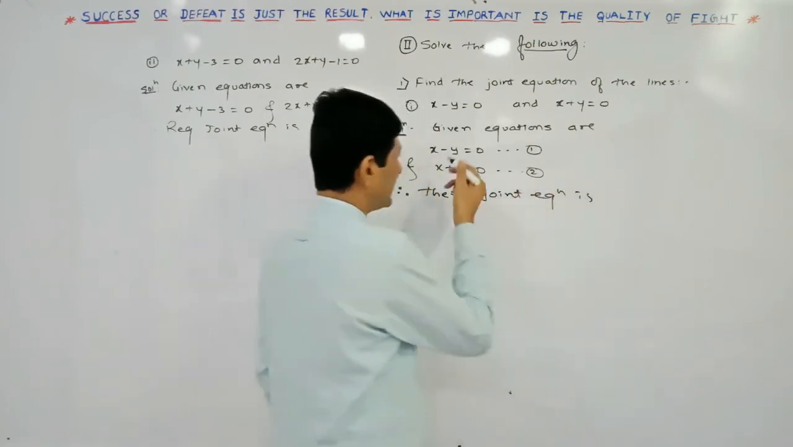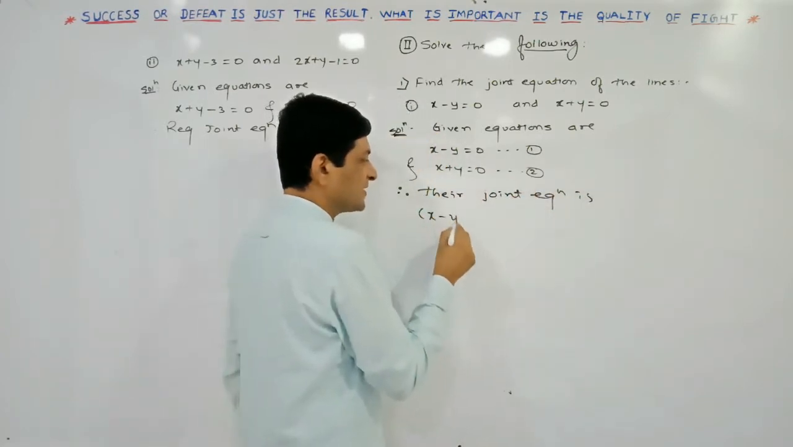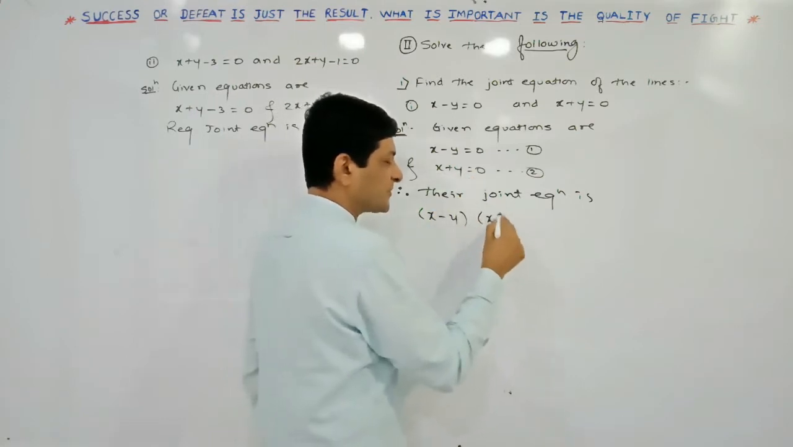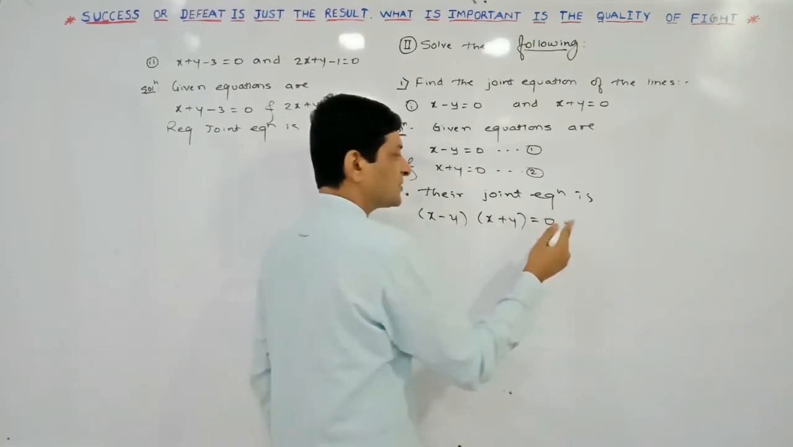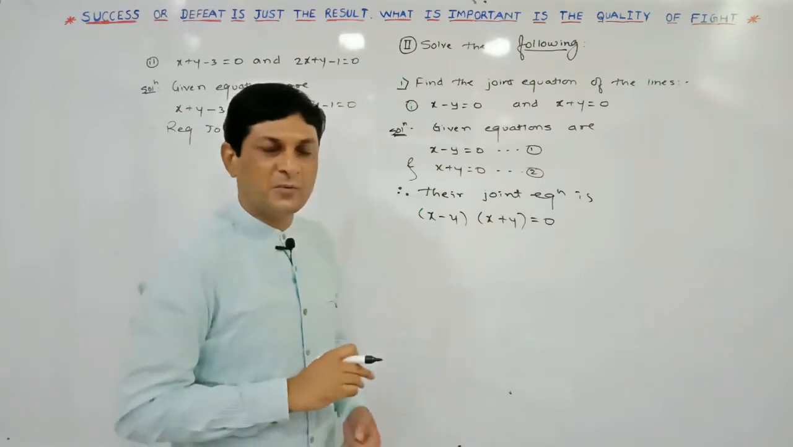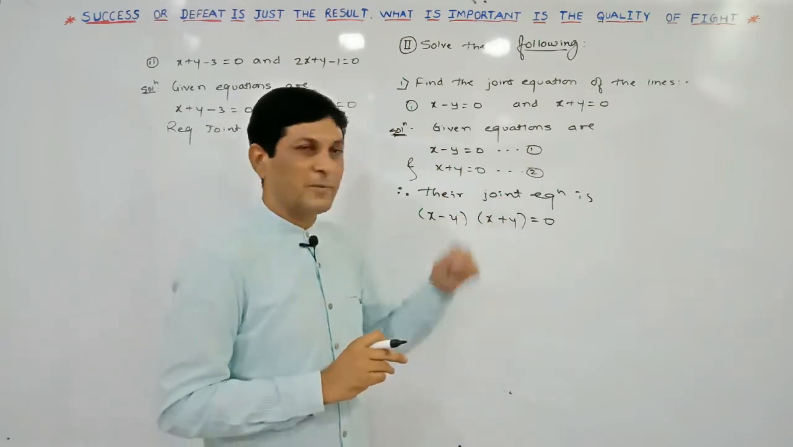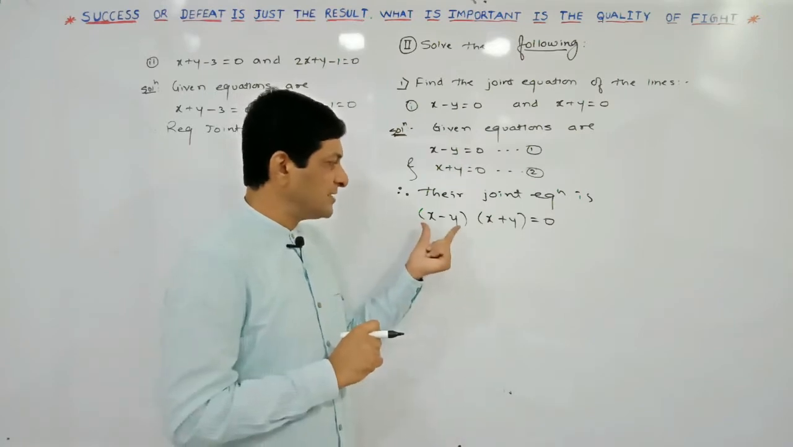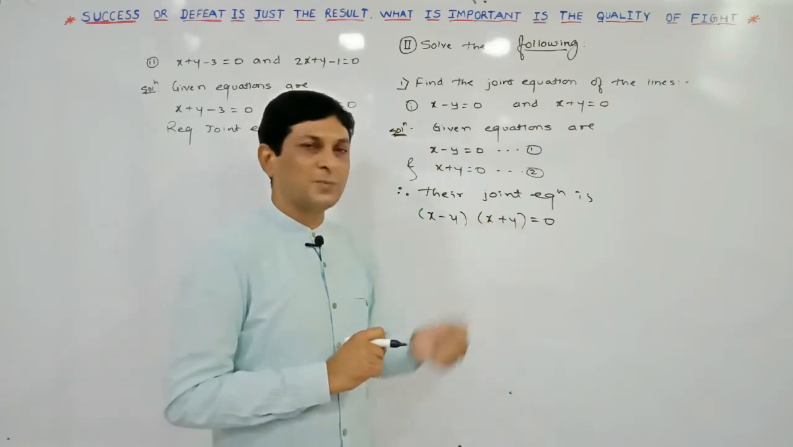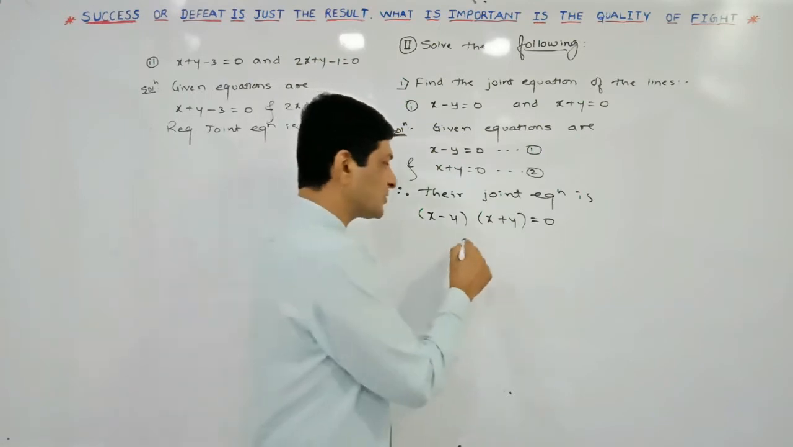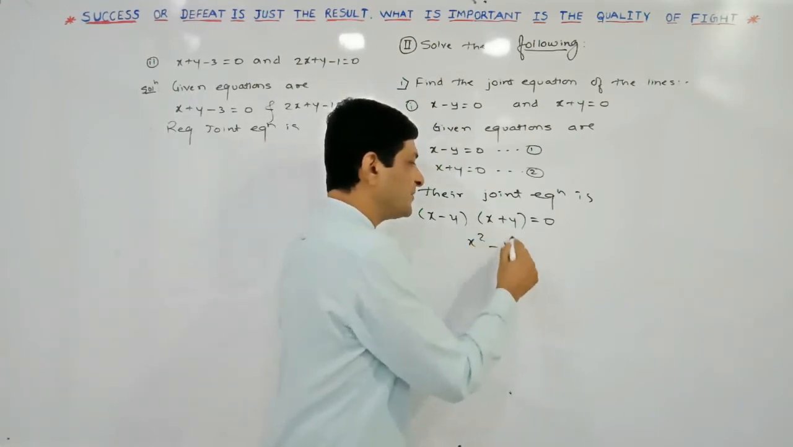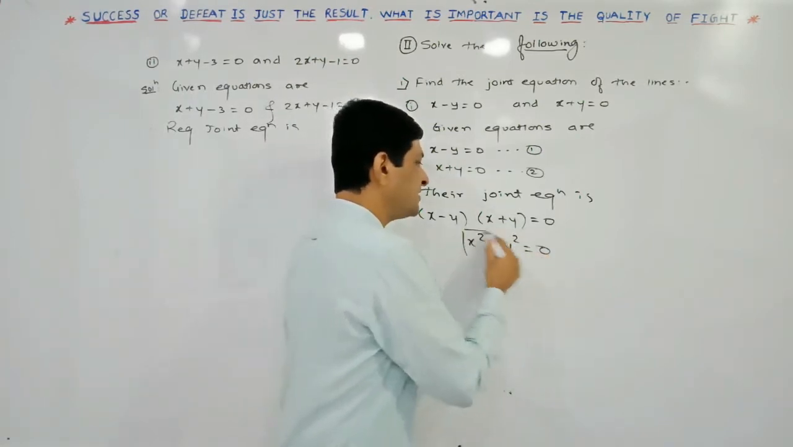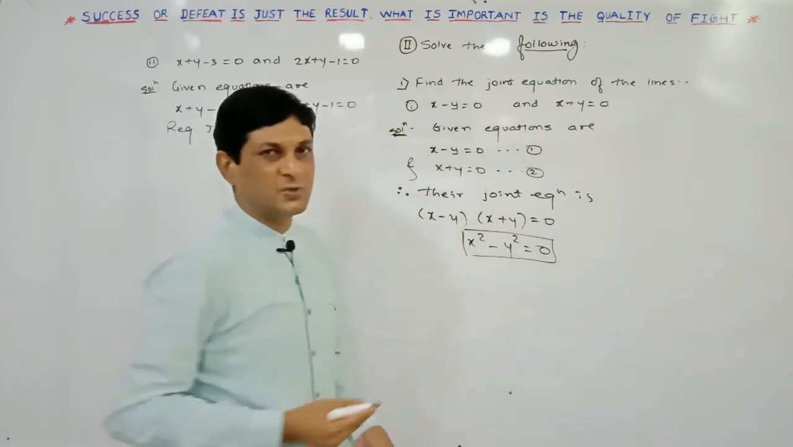take the multiplication: the equation of the first line is x minus y and the equation of the second line is what? x plus y. So now we have taken the multiplication of the equations of these two lines to find our required joint equation. If you observe this equation, is it in the form of an identity? x minus y into x plus y. What is the product? x square minus y square is equal to 0. So in this way we have got our required joint equation.